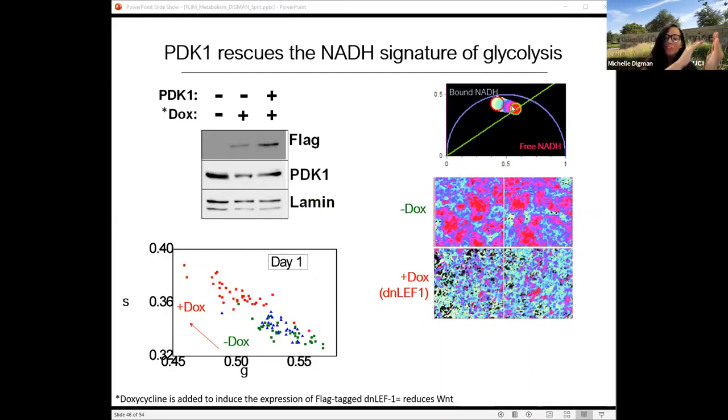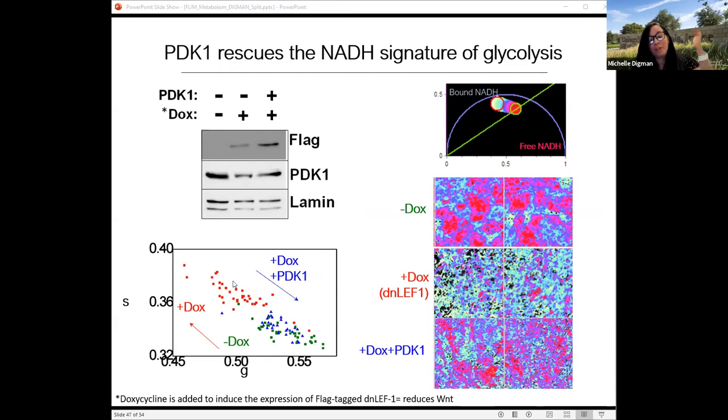So you've switched the metabolism in these cancer cells to more oxidative phosphorylation. And you see the data here, each one of these is one single cell. And in the presence of DOX, you inhibit glycolysis and they're more bound, more OXPHOS state. You can rescue it back by adding PDK1 into the tissue, and you'll see that you get back glycolysis.